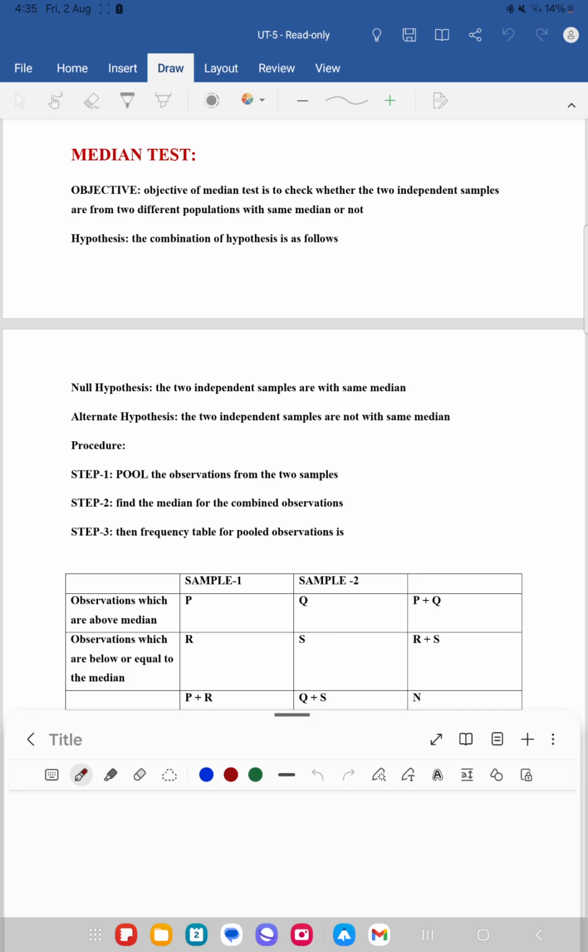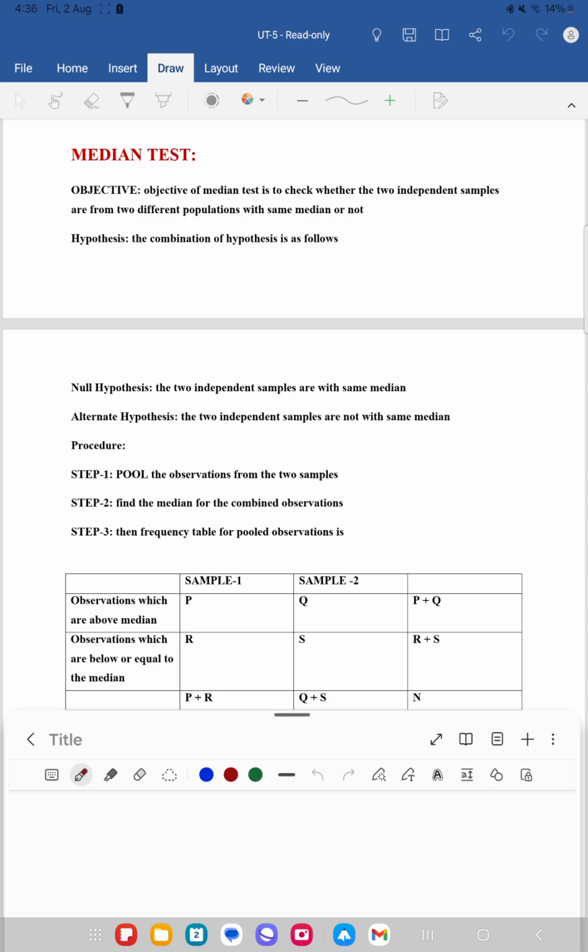So do you remember, while discussing parametric tests, we discussed the Z test to test two samples with two means. Now when the data is non-normal, then we cannot test two means of two samples. Then we have to test the medians of the samples. So the median test is used to test whether two samples have the same median or different medians. I repeat, the objective of the median test is to know whether two samples have the same median or not.